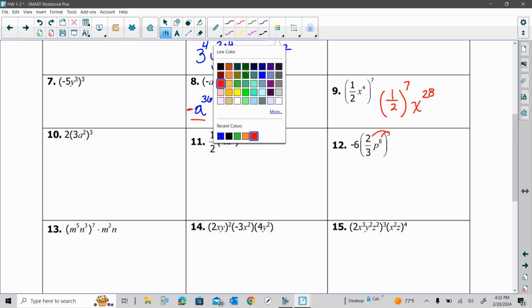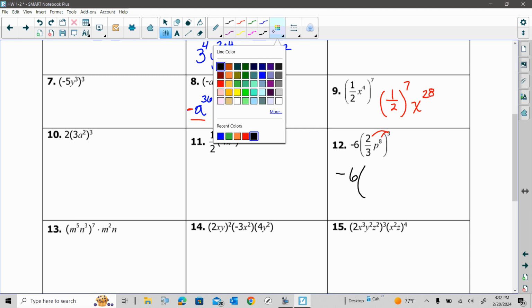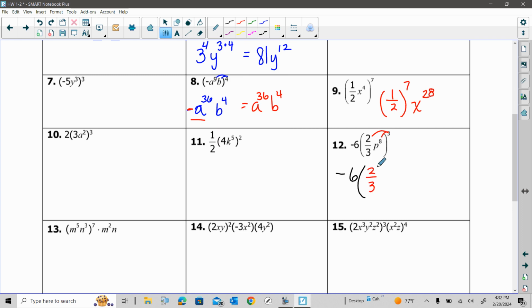So I have this negative 6 here outside the parentheses. Now I'm distributing the 3 to each term. So this 2/3 is going to be raised to a power of 3. And this p to the 8th power now gets multiplied by that 3. And that's going to stay. So when I simplify this, a -6 gets multiplied. 2/3 to the 3rd power is 8/27. And this is p to now the 24th power.